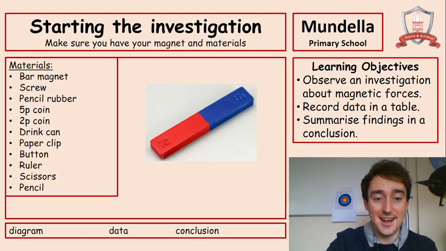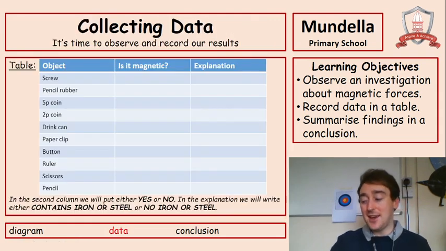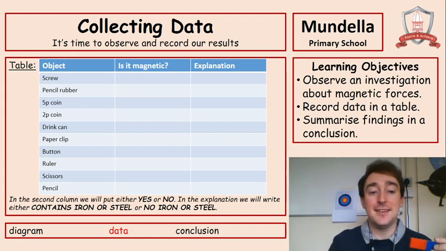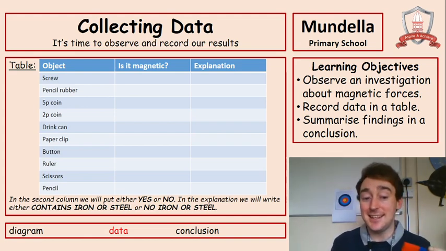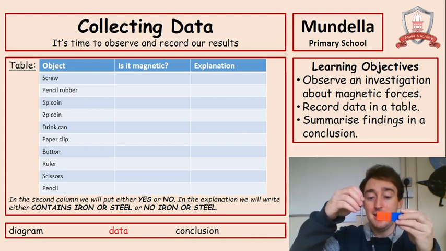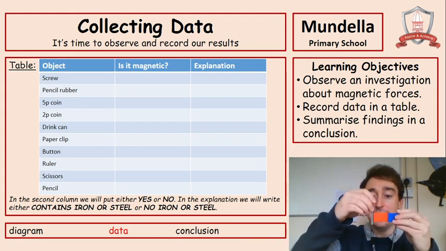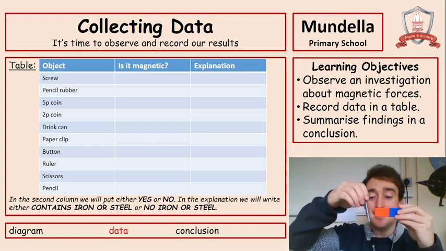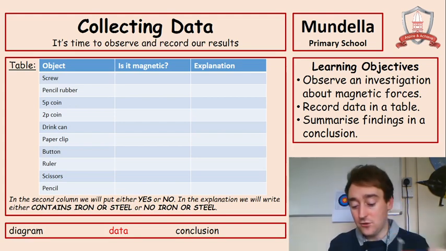Right, are you ready? Good. So here is my magnet. My first object is the screw. Do you think it'll be magnetic? Let's have a look. Does it have steel or iron in it? Yeah, it's taken it out of my... Oh, very magnetic. Taking it out of my hands. And there you go. The screw is magnetic.